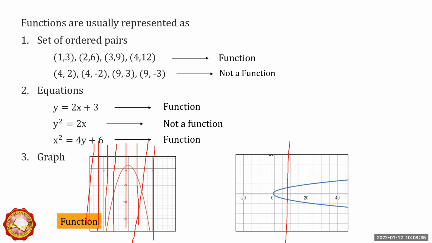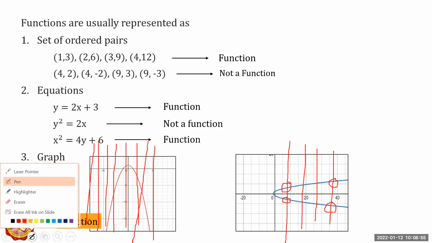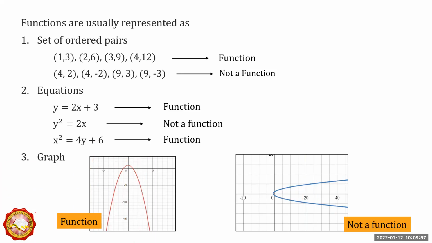Pero pag nakita mo na nag-meet ang line at yung graph ng more than once, that would be not a function. Hindi siya function pag ganun. As you can see here, 2 times na na-meet ng vertical line yung graph natin. That's why it's an example of not a function.